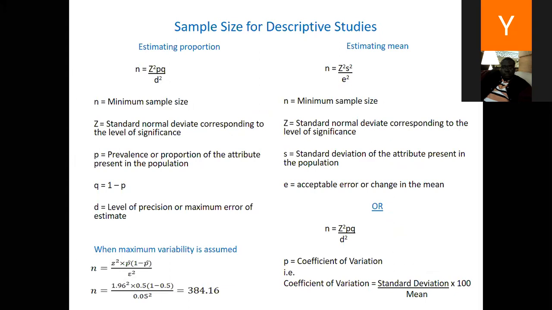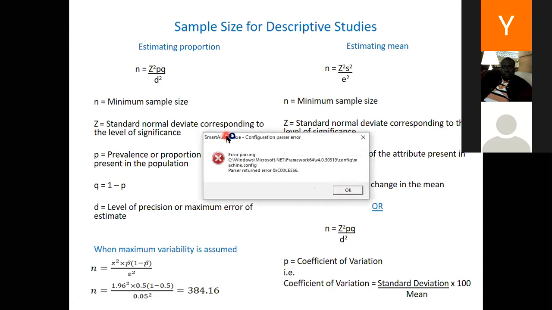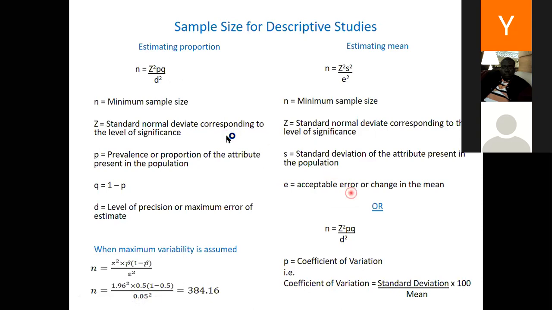Yes, minimum sample size. Then Z is the standard normal deviate that corresponds to the level of significance. You have to make up your mind on what level of significance you use. If you use 5%, that shows that you are dealing with a 95% confidence level, and your Z will be 1.96. Of course, your Q will be 1 minus P, or 100 minus P. Your D is the level of precision, which you set most of the time at 0.05, that is 5%.